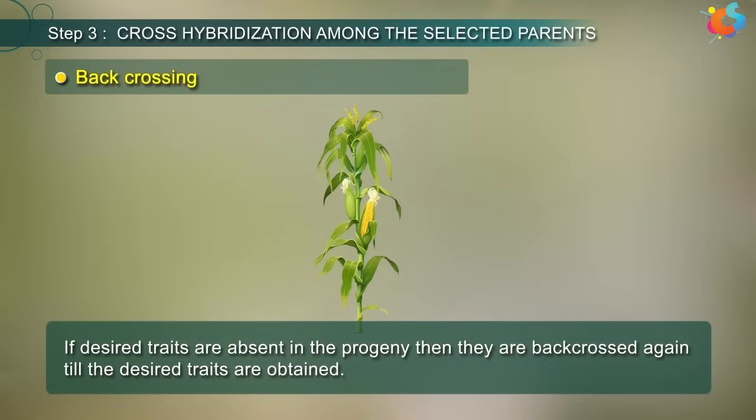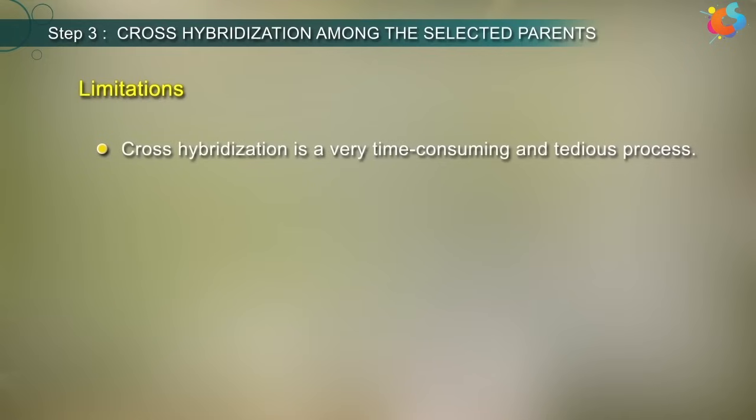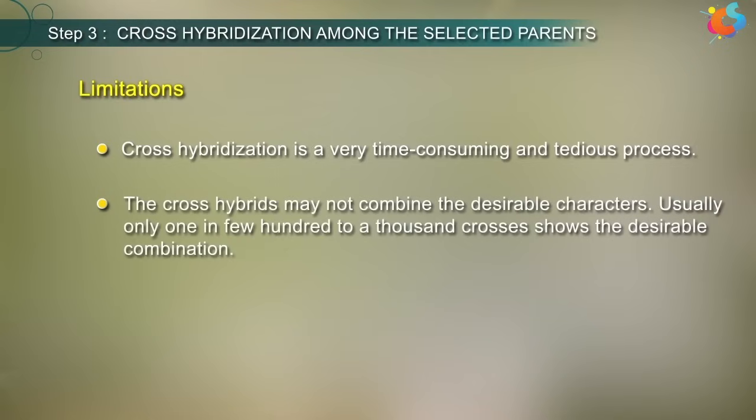Limitations. Cross-hybridization is a very time-consuming and tedious process. The cross hybrids may not combine the desirable characters. Usually, only 1 in a few hundred to 1,000 crosses shows the desirable combination.